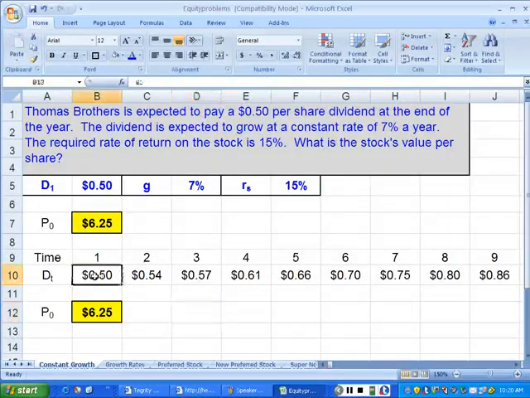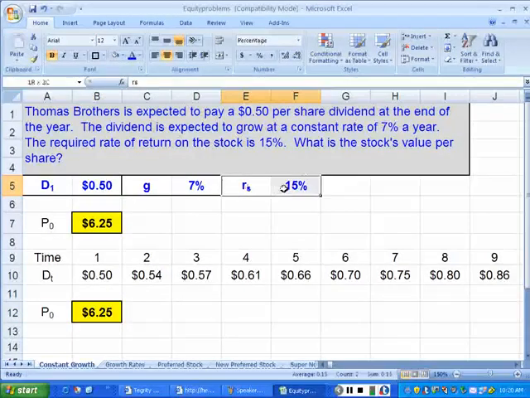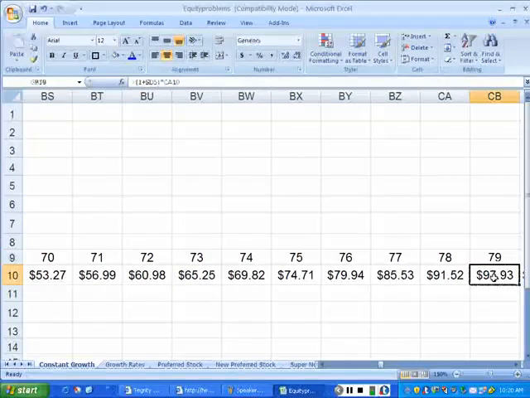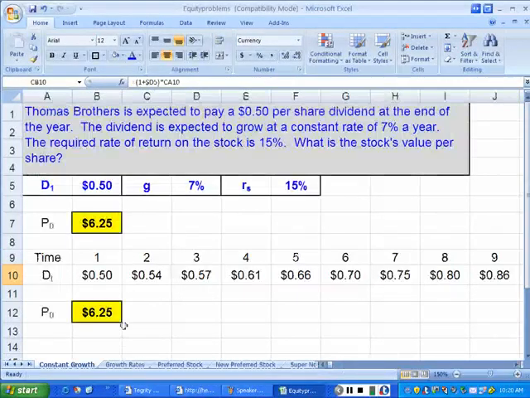And the key is, while these are growing at a dramatic rate, they're being discounted at a very dramatic rate of 15%. So once you're getting contributions that are out here very far, they really don't have an impact on the present value, and hence the stock price is only $6.25.